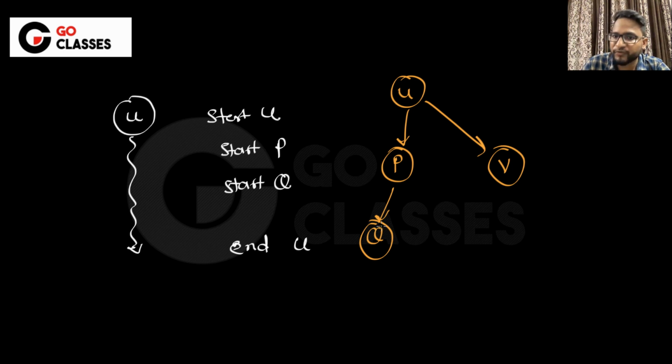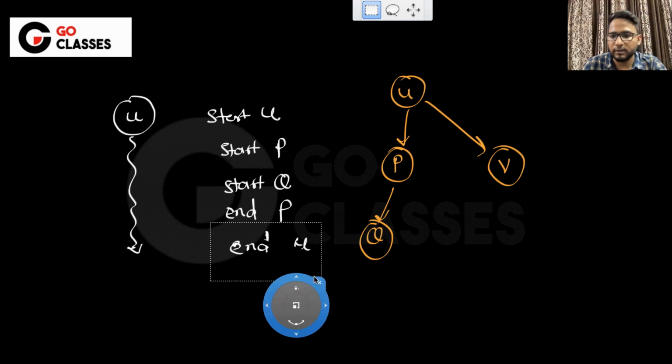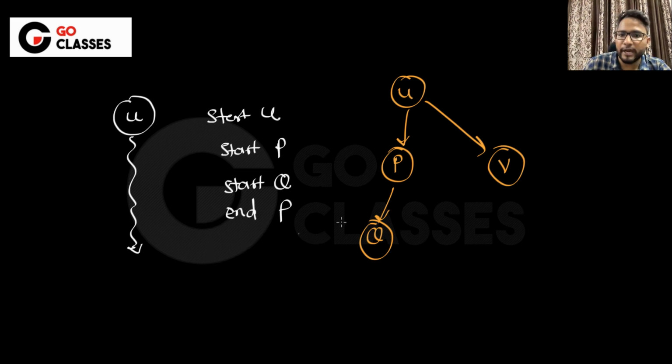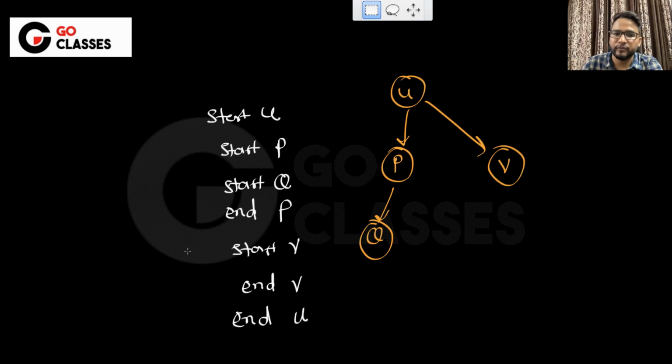Then you will say that Q is finished, so you will go back to P, and then you will say that P is also finished because all of its adjacents are finished. So you will say end of P. And now you will go to U and say that okay, till now this is not the end of U, so I will do the end later. Then you will go back to U. You will say that now let me start V, and then you will say that V is also finished, let me end V, and then once everything is finished you will say end U. This is how you will be saying start and end, isn't it?